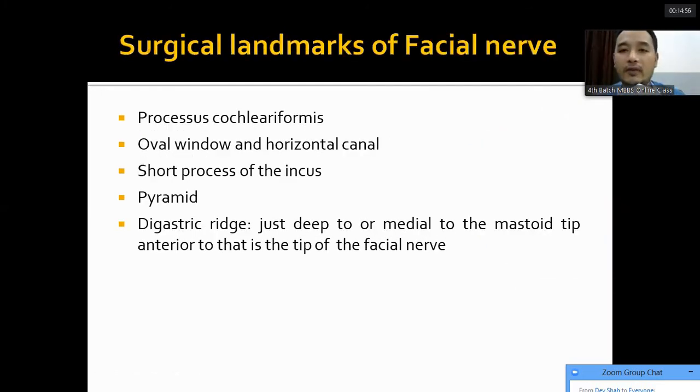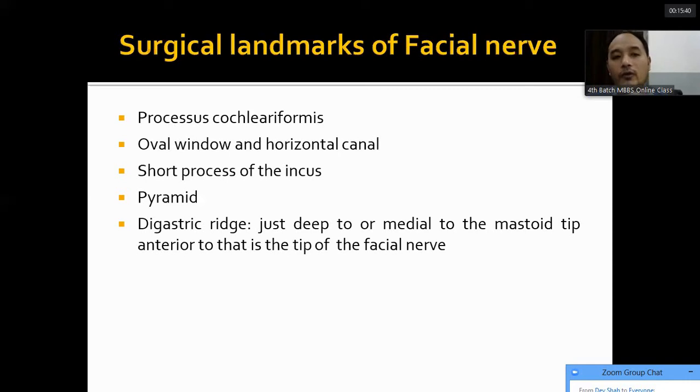Now, lastly, the surgical landmarks of the facial nerve. During ear surgery, the facial nerve is housed in the bony canal called the Fallopian canal. We can see the facial nerve directly. We can see the bulge of the facial nerve, different parts of the facial nerve, but there are also certain landmarks through which we can identify the facial nerve. The first one is the processus cochleariformis, the hook-like bony projection in the medial wall of the tympanic cavity. It gives attachment to the tendon of the tensor tympani muscle. The facial nerve lies just superior to the processus cochleariformis, and the tympanic part starts at the level of the processus cochleariformis anteriorly.